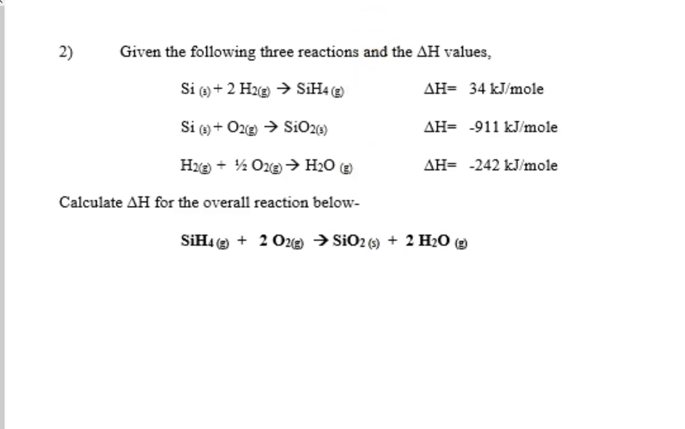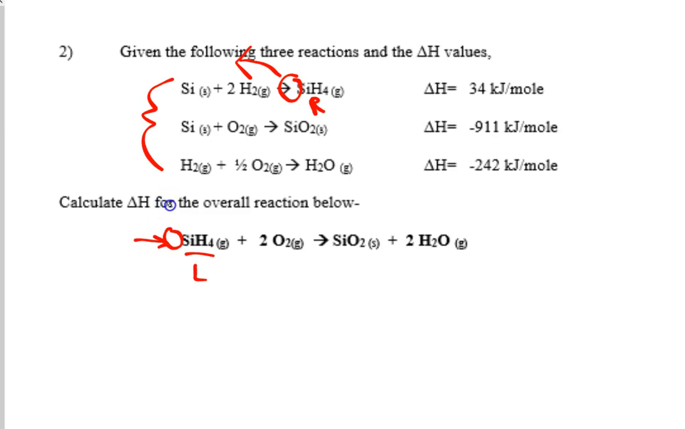So just a quick review in case you do not remember. Our goal is to take these three reactions and add them together in a way that everything cancels out except these pieces. So if I look at SiH4, it's on the left here. Is it on the left here? No, it's on the right. So I must reverse this reaction to get that in the correct place. Does it have the right coefficient?